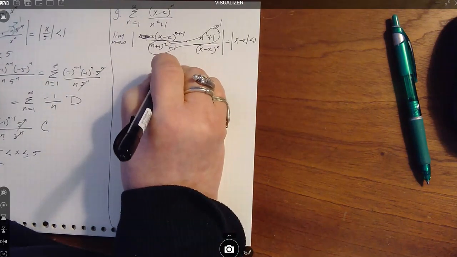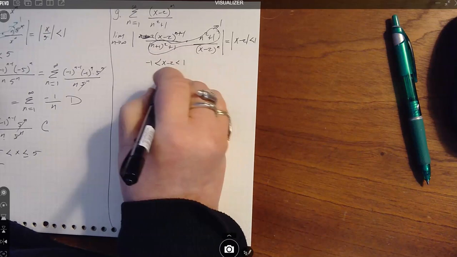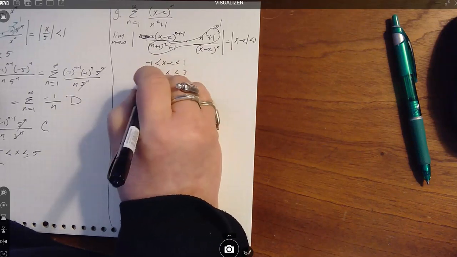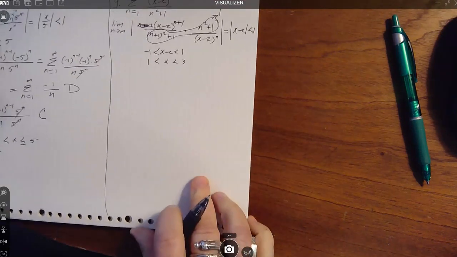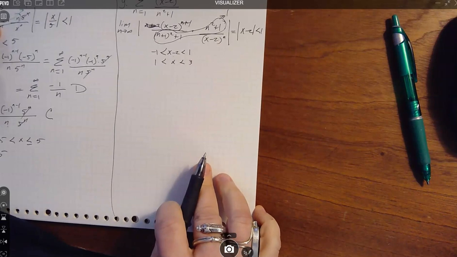So x minus 2 is between -1 and 1, which means x is between 1 and 3, adding 2 to that. See how now the interval is shifted? It's centered at 2 instead of 0.